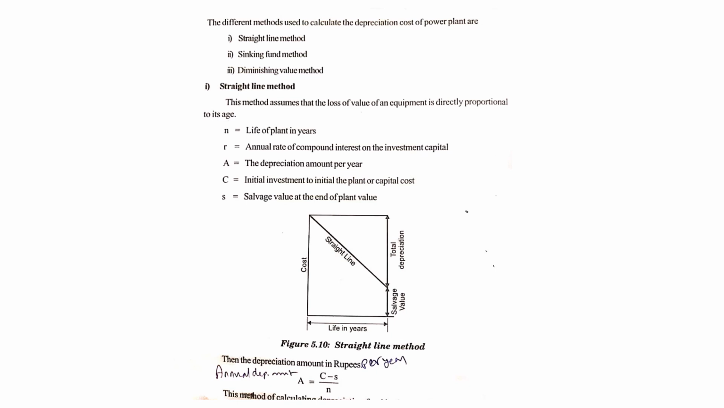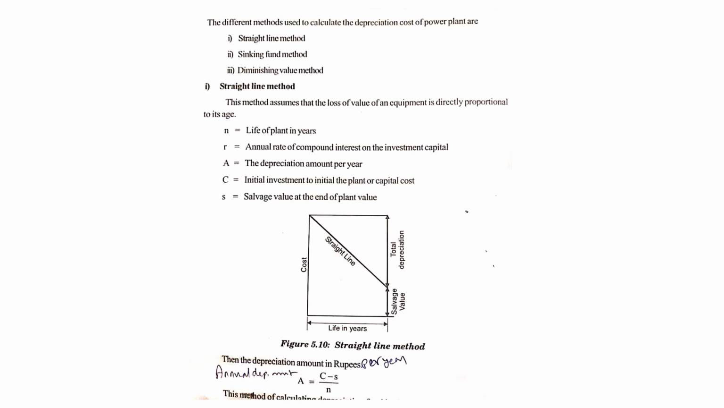If you look at the graph, life in years is along the x-axis and cost is given on the y-axis. The straight line, look at the graph, the salvage value and total depreciation. Salvage value is scrap value. After 10 years, the machinery will become scrap. The lowest cost alone will be available for that material. The worth of the material will be very low, like a scrap cost. So the 10 years life, the entire cost has to be divided and it will be called depreciation cost.